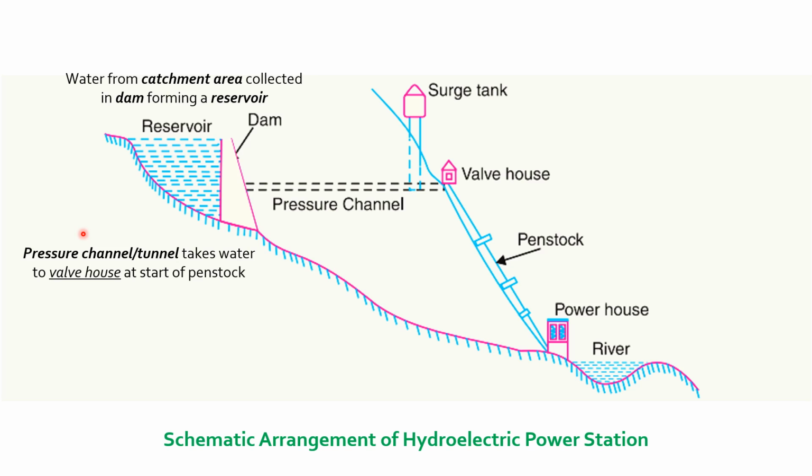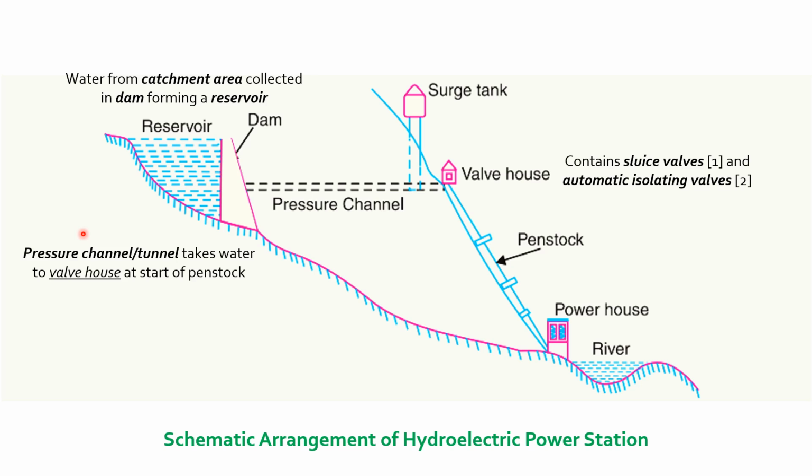Previously I told you that the surge tank is installed on top of the penstock. That is wrong. The surge tank is in fact installed on top of a pressure channel which is leading up to the penstock. So just keep this in mind.